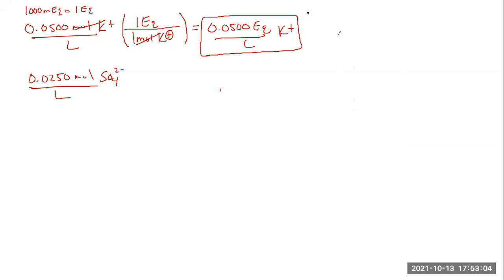I'll just pick it up from here. In 1 equivalent, there is 1,000 milliequivalents. The equivalents would cancel, and if we multiply that by 1,000, we will end up with 50 milliequivalents per liter of potassium.